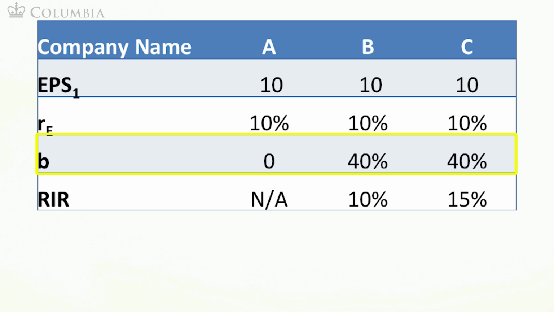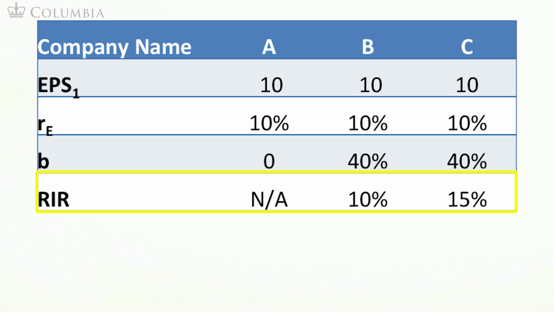Firms are going to differ in their investment policy. Firm A does not reinvest, that is, its retention ratio is 0. Firms B and C, however, invest 40% of their earnings. The difference between Firm B and C is that Firm C has a higher reinvestment rate of return. It can invest at 15% while Firm B can only do so at 10%.